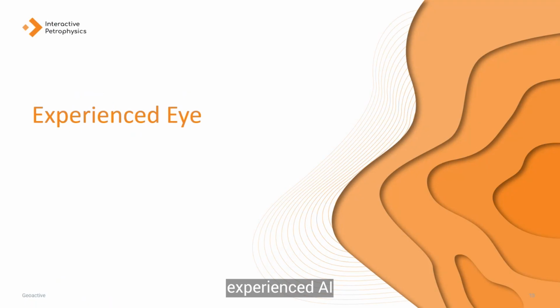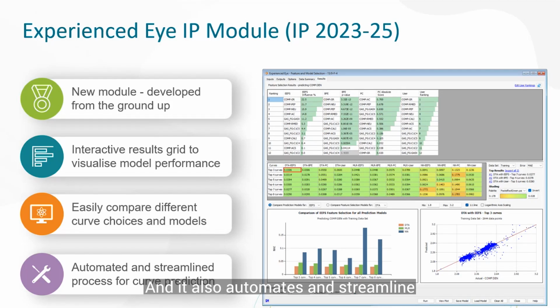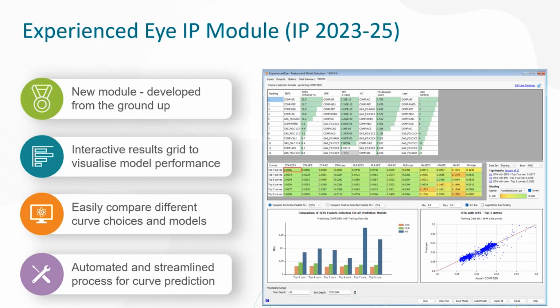developed Experienced Eye. And Experienced Eye was brought in to IP in version 2023, and it was basically a new module that's been developed from the ground up. And this allows us to bring in interactive results to the grid to visualize model performance. And it also automates and streamlines the process for curve prediction. So we take our inputs, we select our models, we select our feature selection models as well, and then we run that, and then it can be done in several minutes to do that.